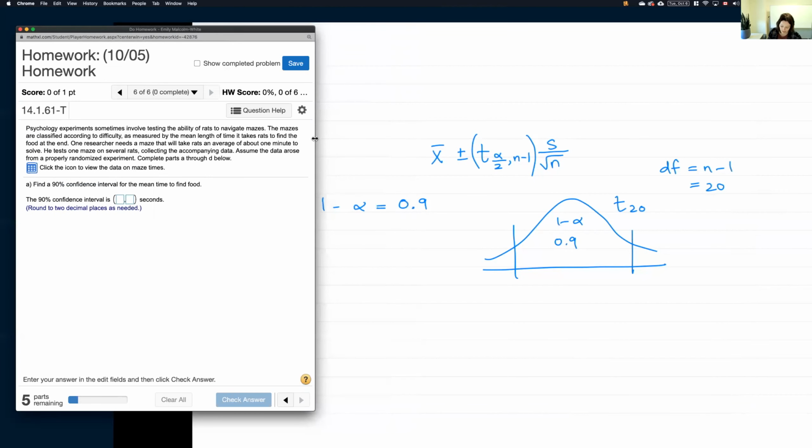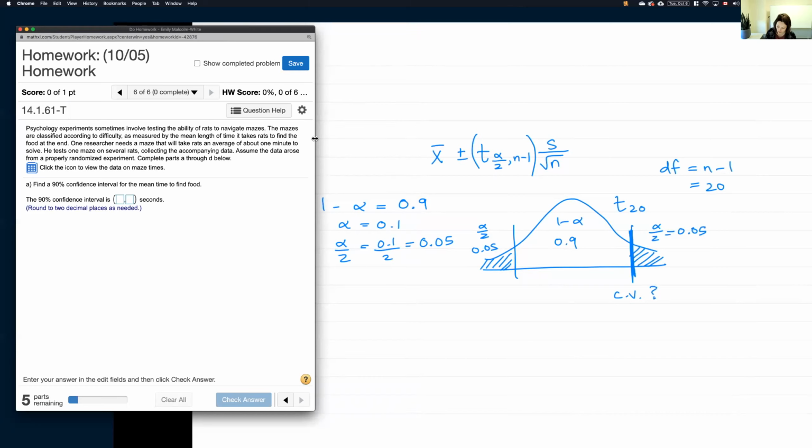So if 1 minus alpha is 0.9, alpha is 0.1, that's how much area has to be in the two tails. And that's why I'm dividing it by 2, to work out how much is in each tail. So 0.1 divided by 2 gives me 0.05. So this tail here is an alpha over 2, which has 0.05, and this tail here has an alpha over 2, which is 0.05. This here is my critical value that we're trying to figure out.